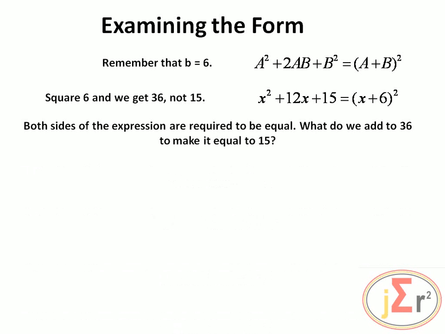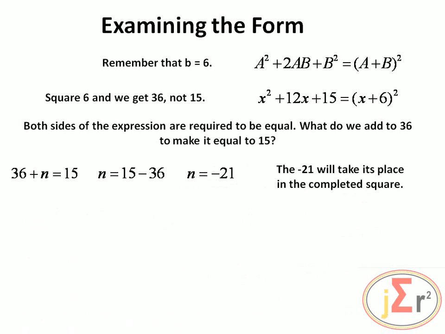Both sides of the expression are required to be equal. What do we add to 36 to make it equal to 15? So 36 plus n is equal to 15. Of course, a simple linear equation, and then n is equal to negative 21. The negative 21 will take its place in the completed square. Because if we were to expand this, we'd get exactly what we have on the left-hand side, with the exception that we'd get 36 instead of 15. So in order that we might get the 15, we'll have to take away 21, because inside here we have a potential 36.